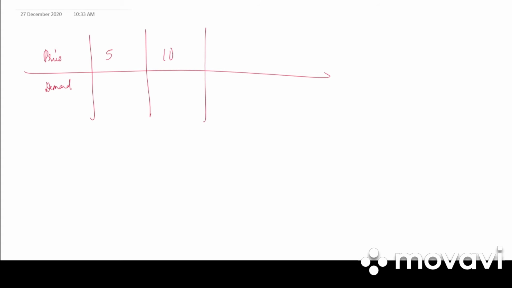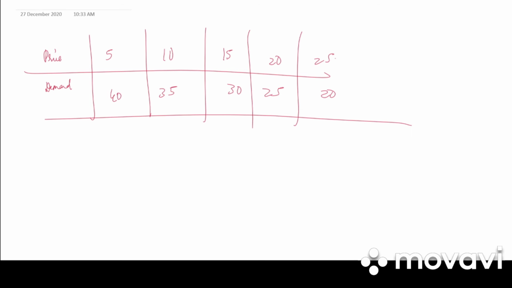So take down an illustration. Calculate the coefficient of correlation between price and demand using the step deviation method. They have given us price: 5, 10, 15, 20, 25, and demand: 40, 35, 30, 25, 20.